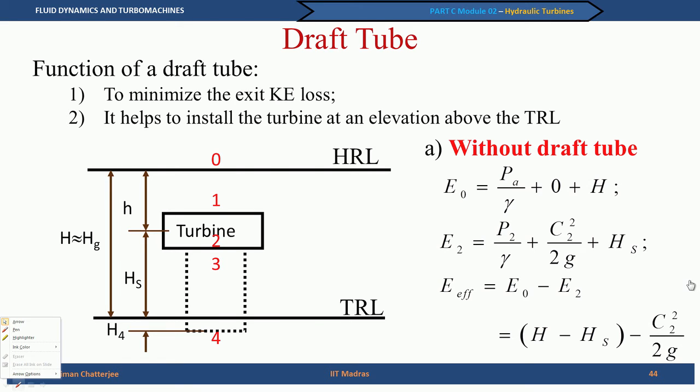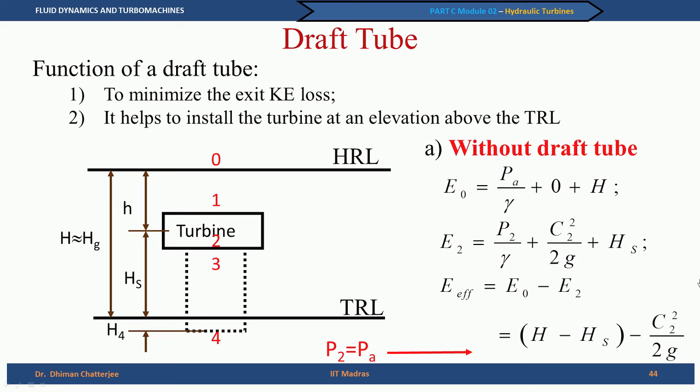We say that P2 is equal to PA, and hence we get H minus Hs minus C2 square by 2g. We get it under the assumption there is no draft tube, P2 equal to PA. So, what we find is that our effective energy that is available is reduced from H by a term Hs, which is the elevation of the turbine above the tail race level. Had the turbine been kept at the tail race level, this term would have gone to 0.